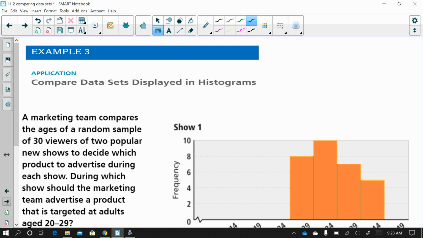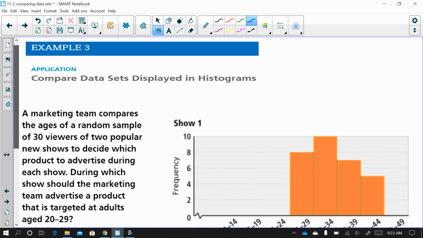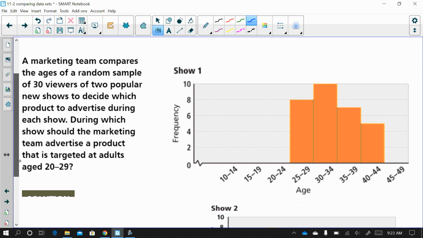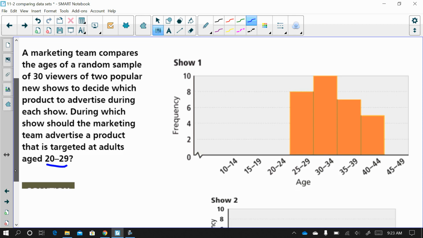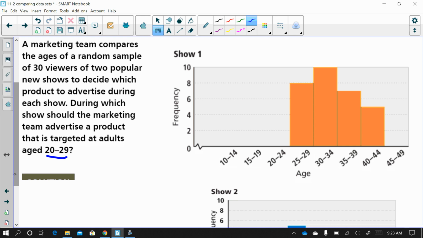And moving on to histograms. A marketing team compares the ages of a random sample of 30 viewers of two popular news shows to decide which product to advertise during each show. During which show should the marketing team advertise a product that is targeted at adults aged 20 to 29? Okay, so show one. I'm looking at 20 to 29. How many people do I have? Well, 20 to 24, there's nobody. 25 to 29, there's 8. So we have 8 people total in 20 to 29 for show one.